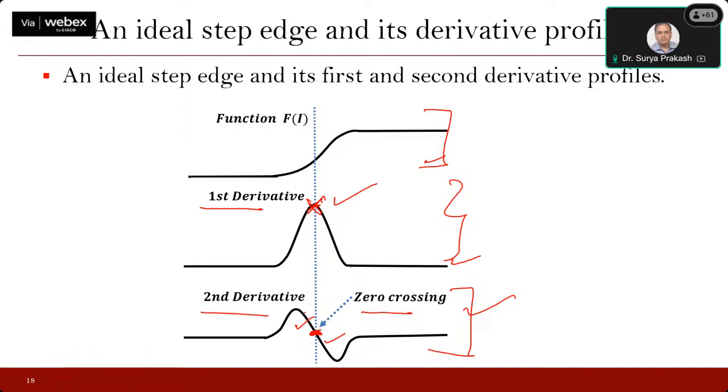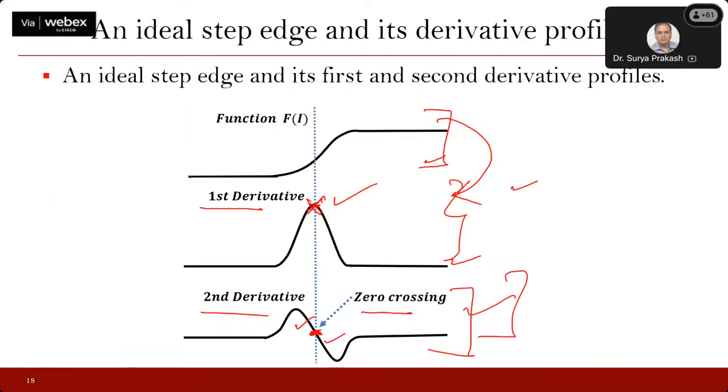So when you are computing using the first derivative, you consider the image, compute the first derivative of the image, and then look for the highest value in the output. And when you are computing with respect to zero crossing, you identify the zero values in your output.